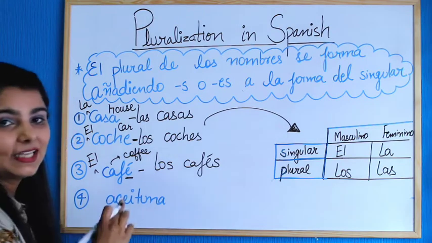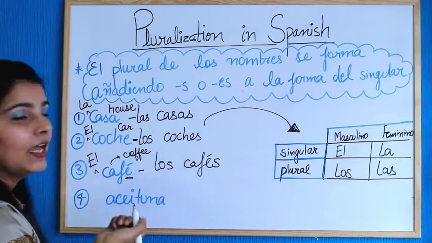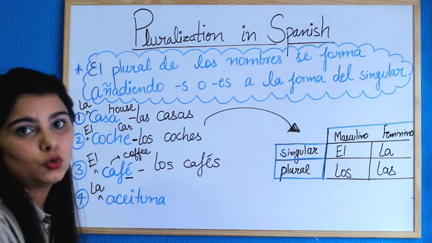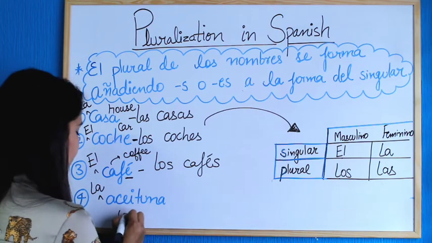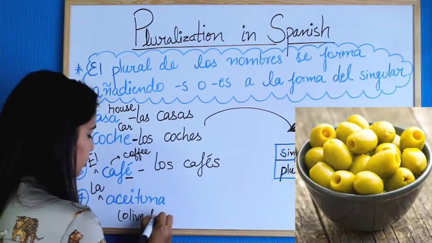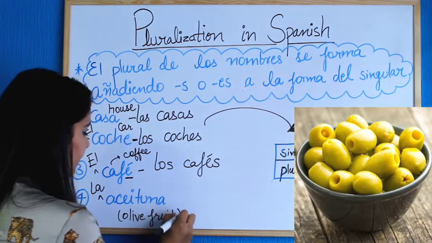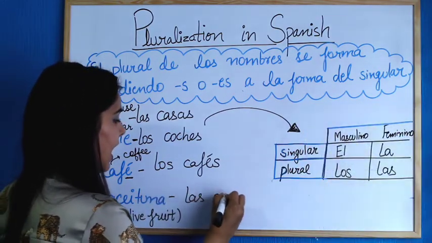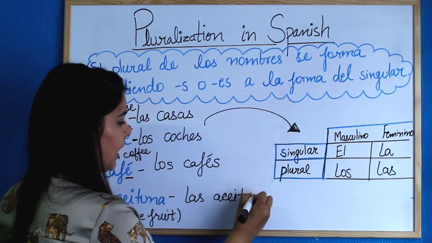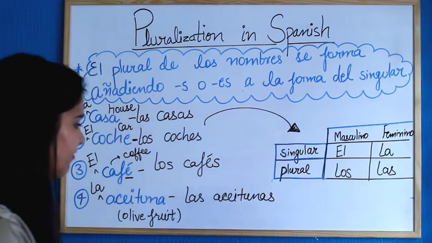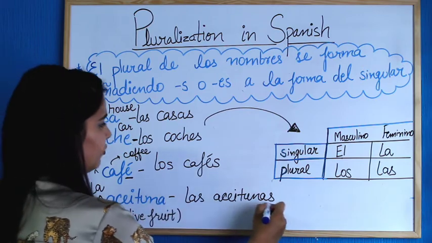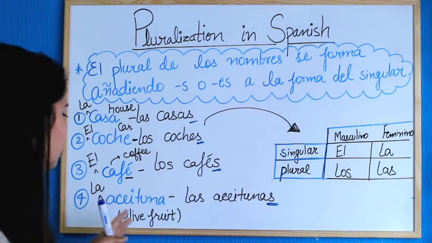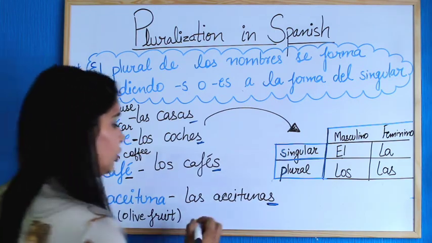Next example is aceituna. Sorry, singular. Aceituna is feminine, la aceituna. Aceituna is olive fruit. The plural would be las aceitunas. So you can see every time in pluralization I'm just adding an extra s, or in some cases it could be an extra es.